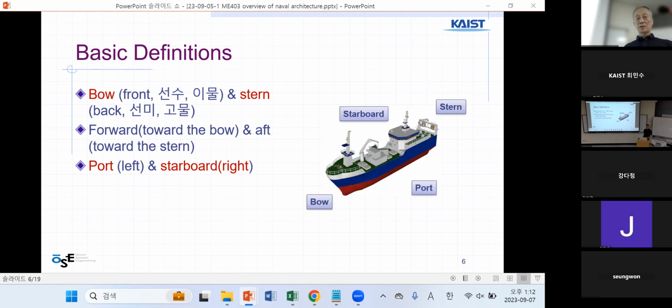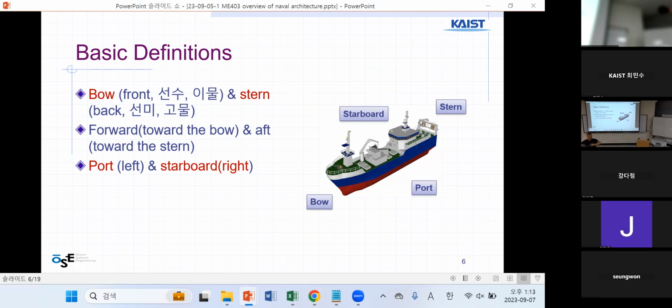Basic definitions. So you will start to learn strange names or terminologies. Bow is the front, stern is the back, and port side and starboard side. Port means the port area. Every ship should stay at the port in this way, front in. So the port side is always at the port side. That's why they have the name port side. So every ship should be aligned in this way at the port.